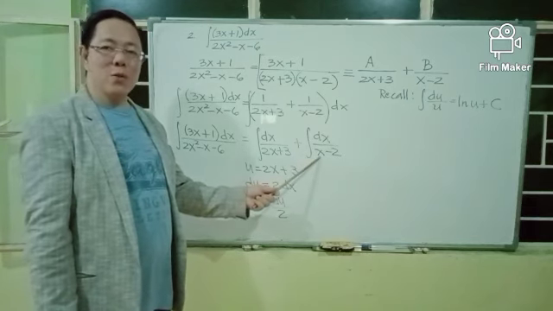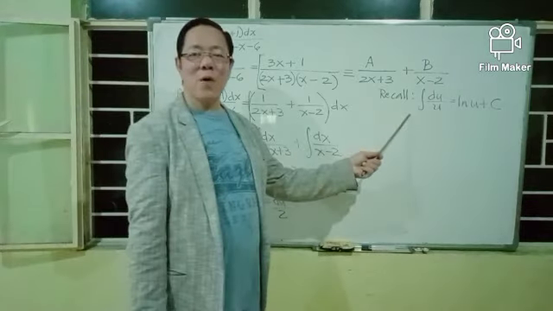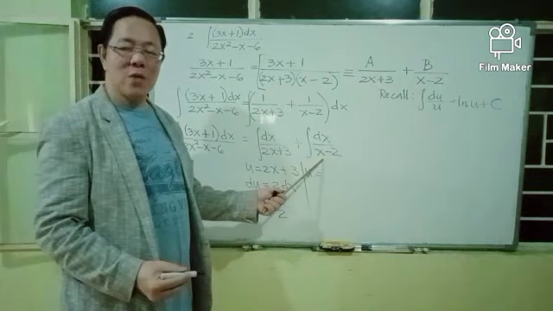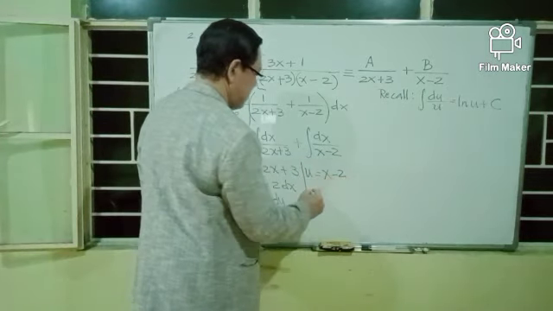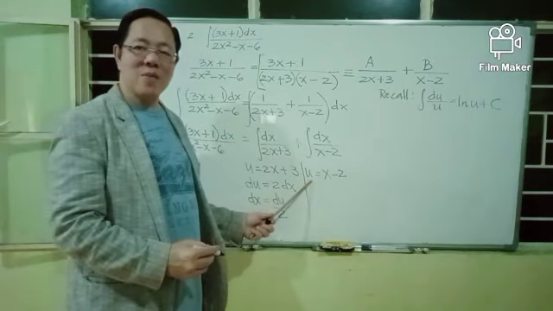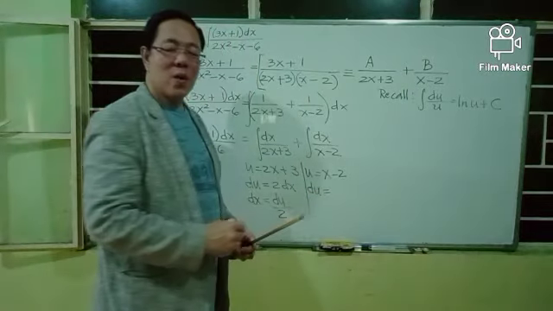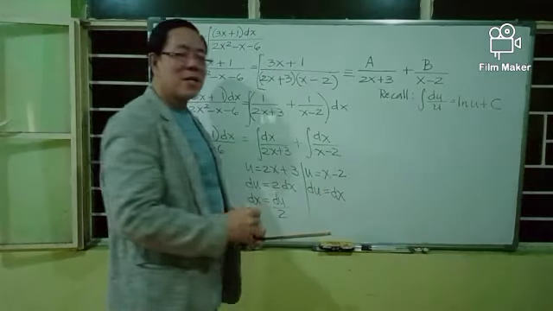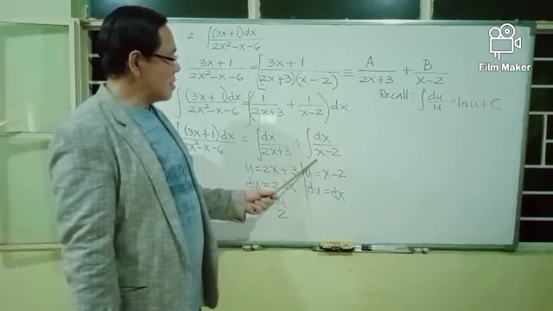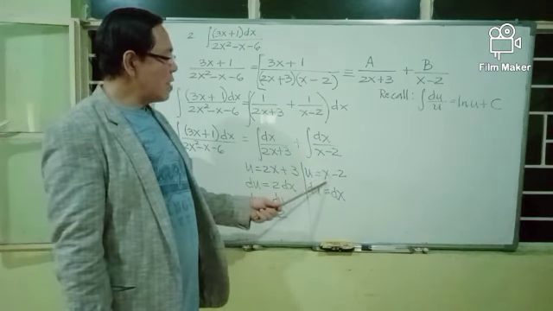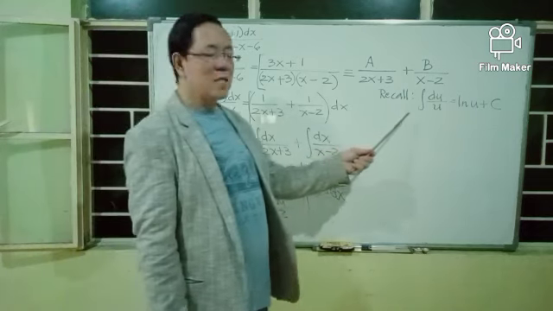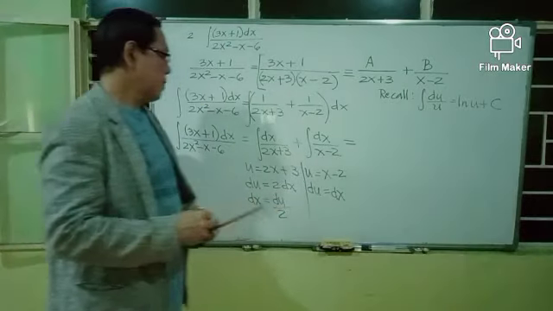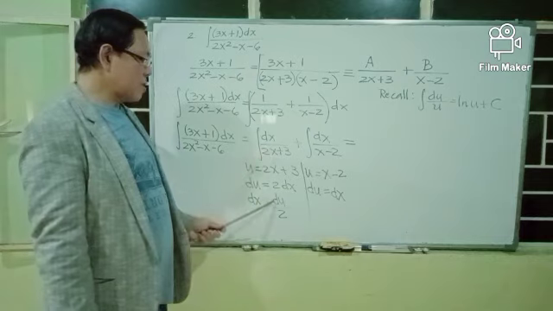For the second term, I will let u be equal to x minus 2 to express the second integral in this form, du over u. Again, differentiating both sides, derivative of u is 1 times du, equal to the derivative of x minus 2, derivative of x is 1 times dx. And the derivative of minus 2 is 0. Hence, for the second term, we replace dx with du and x minus 2 with u. And you will get an integral in this form, integral of du over u. The first term is now equal to the integral of du over 2.